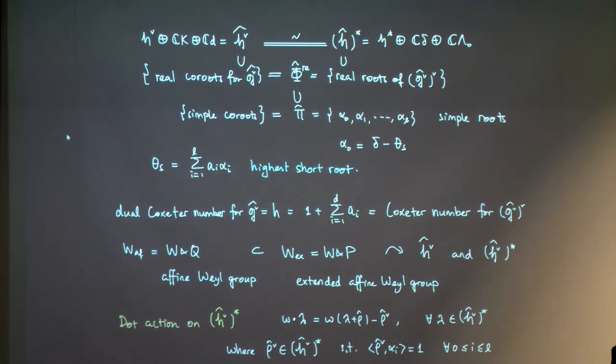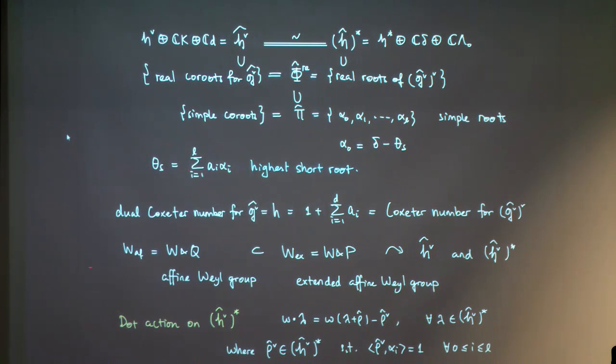And then I have affine simple roots. Here, to the simple roots you add an alpha 0, and alpha 0 is delta minus the highest short root, which is denoted by theta s. Now if you write theta s as a sum of simple roots, then the Coxeter number for this dual affine Lie algebra is 1 plus the sum of a i, and here i should go up to L. And this is identified with the dual Coxeter number for the affine Lie algebra.